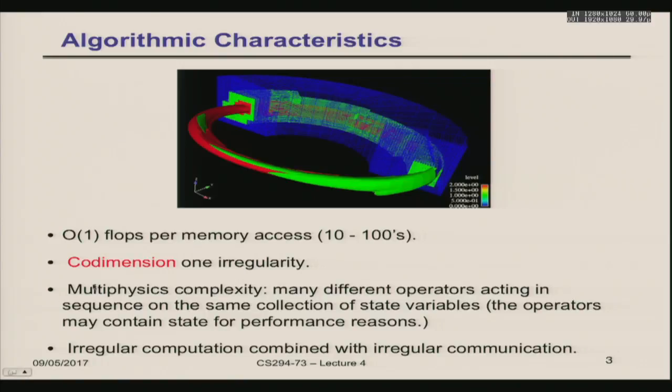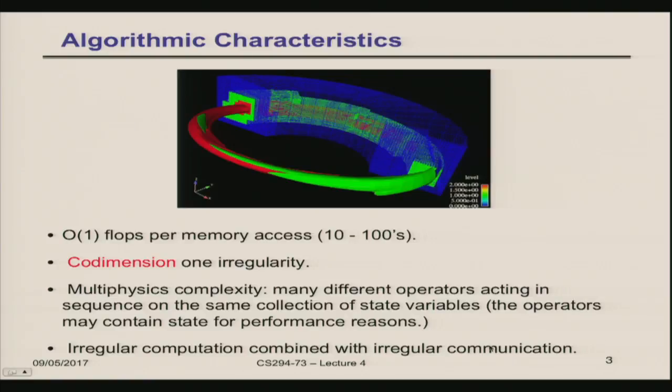So another aspect of calculations using this is what you might call multi-physics complexity, that you have a lot of different operators acting in sequence on the same collection of state variables. The operators themselves may contain state for performance reasons. This fact, that you're constantly applying operators to the same data over and over again, is kind of what broke the pure object-oriented approach to doing things, because the operators had a life of their own. They might be applied to different data. The data has a life of its own. It gets applied to different operators. That's the way you need to factor the software.